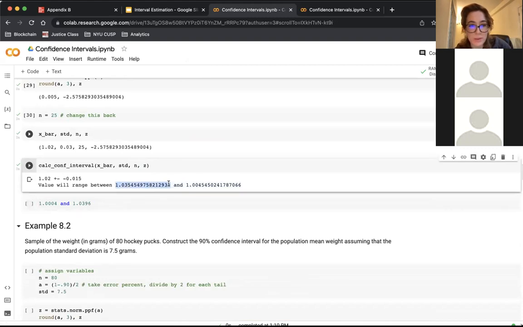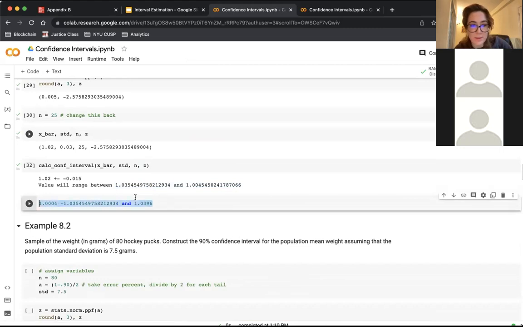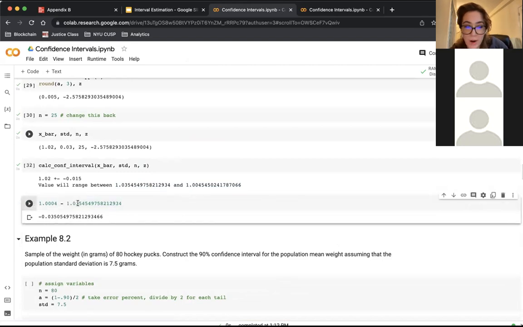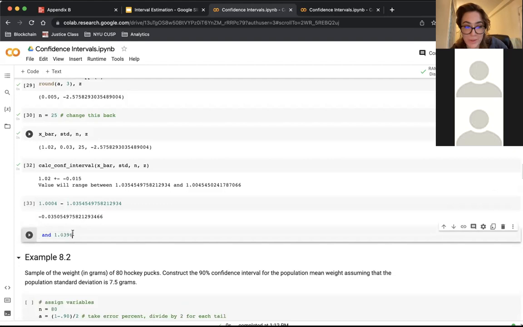So if we subtract this interval from here, just so we can have concrete evidence, our ranges now are more wide because we want to be more certain. Let me make sure I got that right.